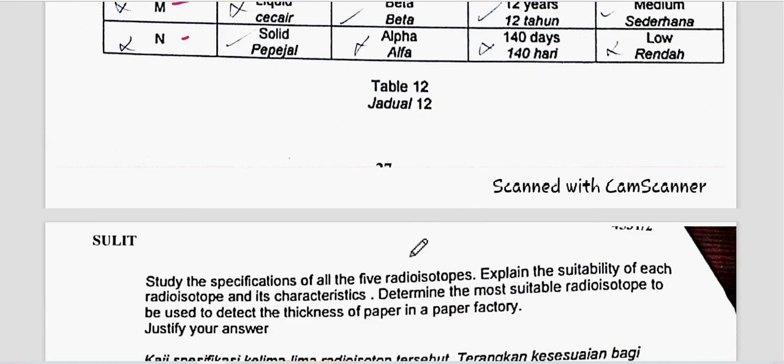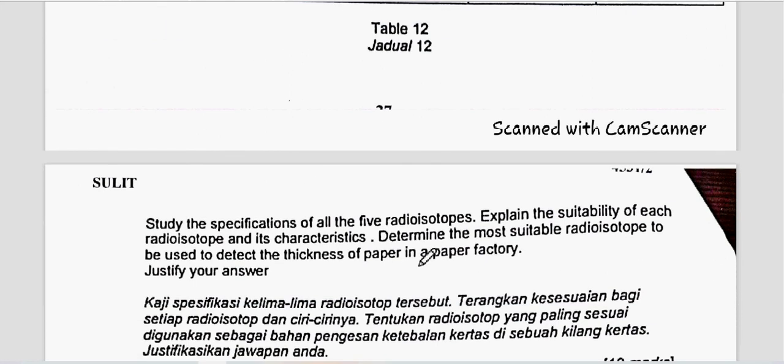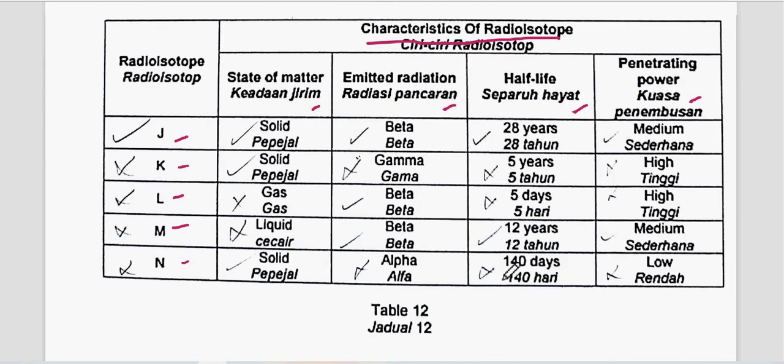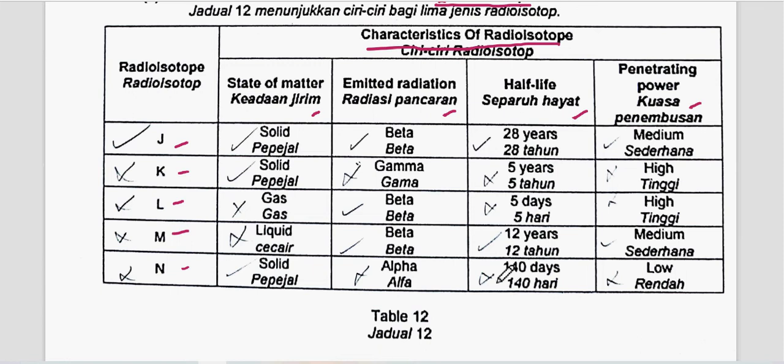Then as usual, explain the suitability of each radioisotope and determine the most suitable radioisotope to be used to detect, this is your task, the thickness of paper in a factory, then justify your answer. So in order to answer this question, it's good to write your answer in table form. Like this. I also suggest 3 columns. So this will be the aspect: state of matter, emitted radiation, half-life, and the penetration power.